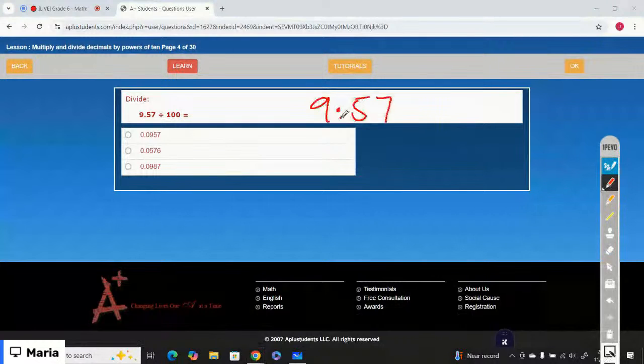So you have 9.57. You have only one digit at the left, right? You need to move two places and need another one, so add a zero. You need to move the decimal point from here to here. That is 0.0957. You can add a zero over here, because it makes more sense reading the number 0.0957. Very good. Option number one is the correct option.